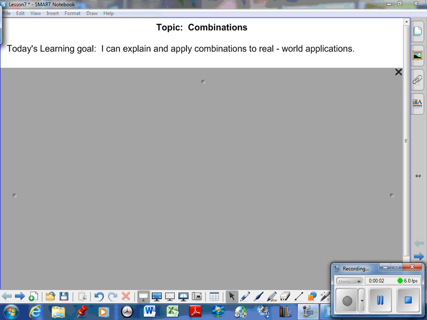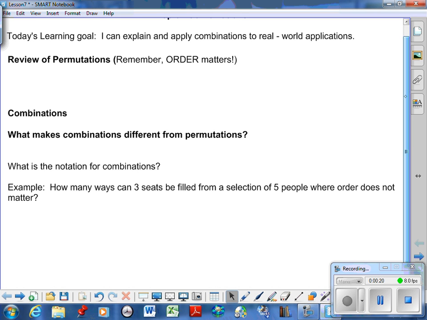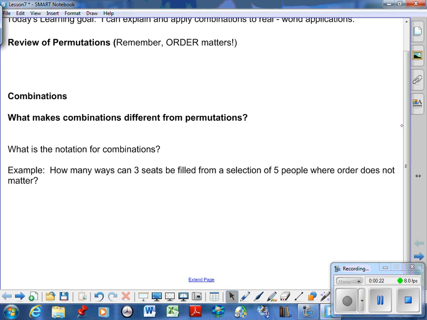Okay, welcome to lesson 7, and the topic today is combinations. And you have seen combinations already. I said we're going to dedicate an entire lesson to it, and that's what we're doing right now. So I can explain and apply combinations to real-world applications. Before, you were just seeing the connection: here's a combination, here's Pascal's triangle, how do they relate? Now we're going to look at them more specifically.